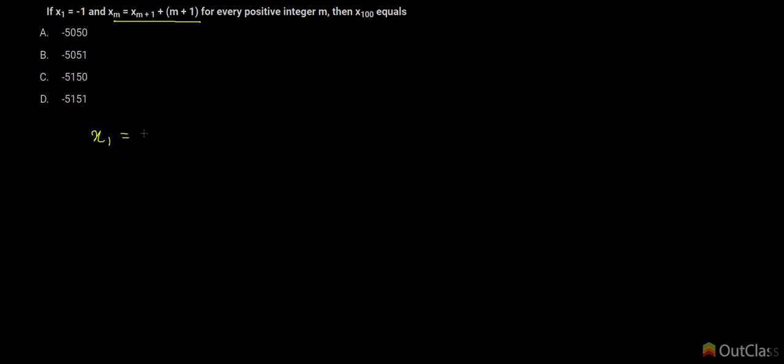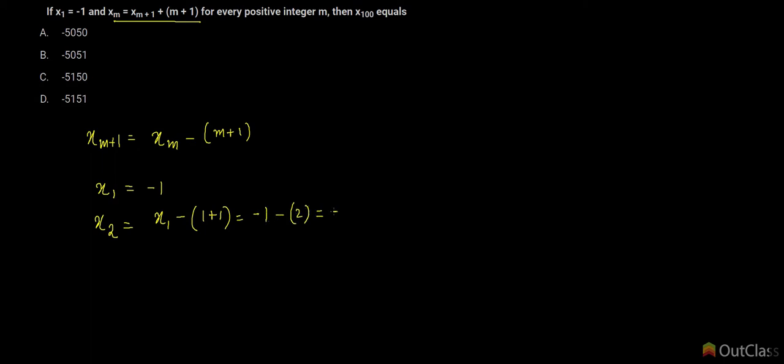x1, the initial value, is given to us. It's minus 1. To find x2, I'm going to write the formula again, but I'll put x(m+1) as the subject. So x(m+1) is xm minus (m plus 1). How do you find x2? You want this to be 2, which means you want m to be 1. So x2 is x1 minus (1 plus 1), which is minus 1 minus 2, which is minus 3.